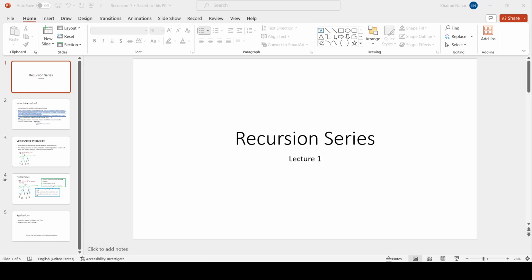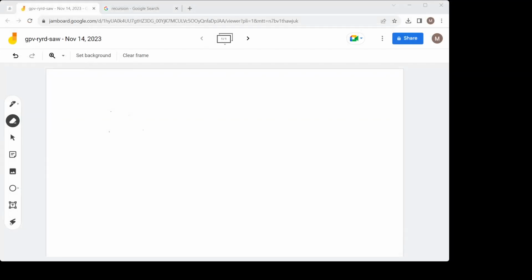Hi, today we will be discussing a very strong problem-solving technique called recursion. So before we start, let us see what recursion means.